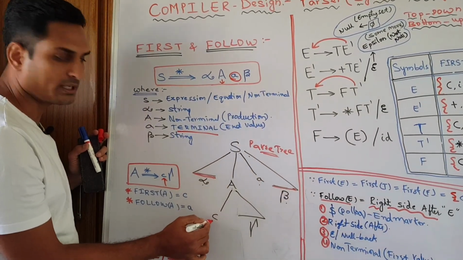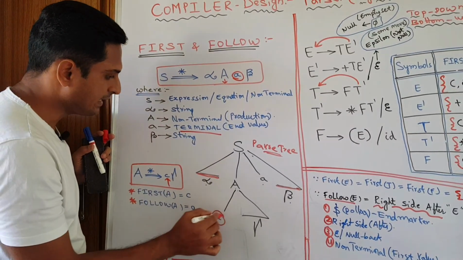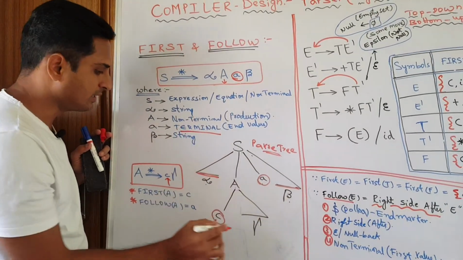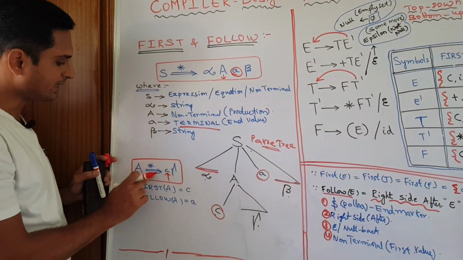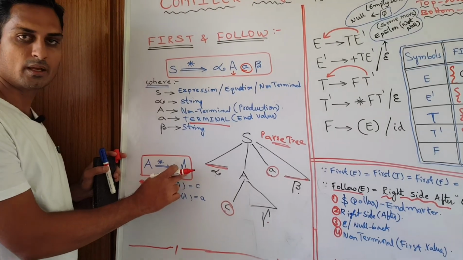A tends to small c is a terminal. Small c and small a are terminal points, end values. Gamma is a string, right? Again one more production is there. A tends to small c into gamma.